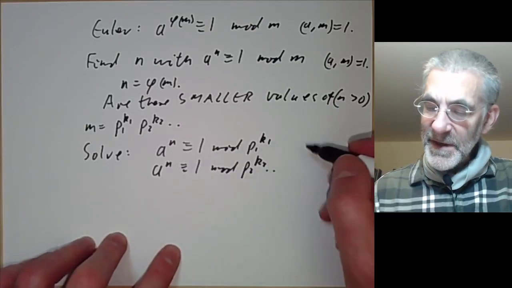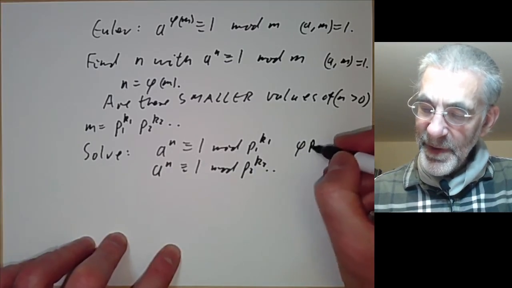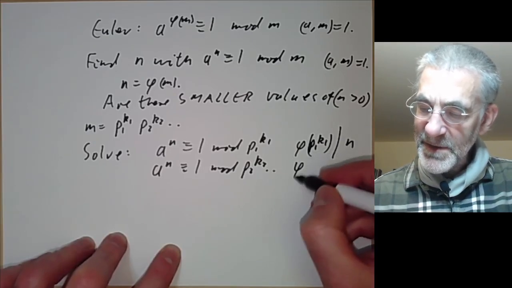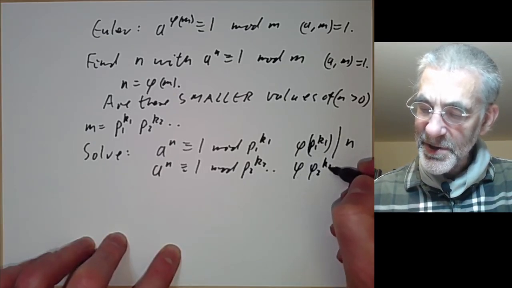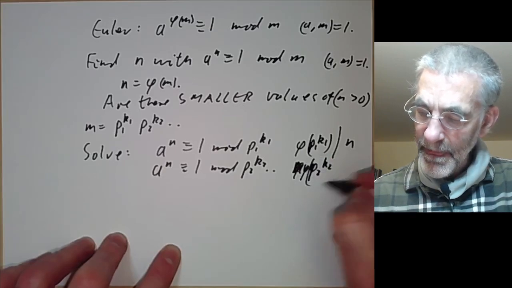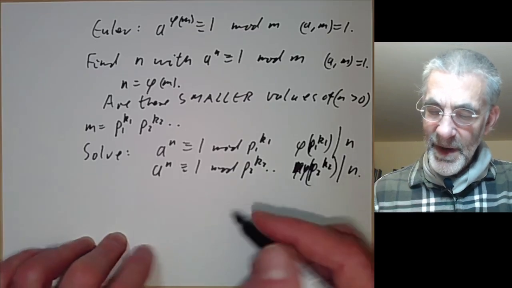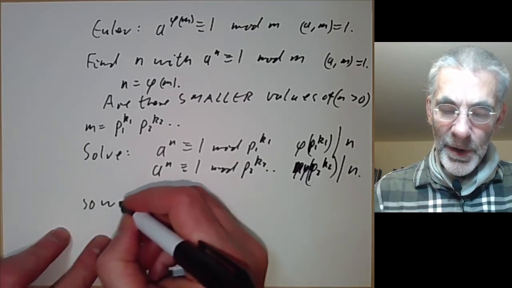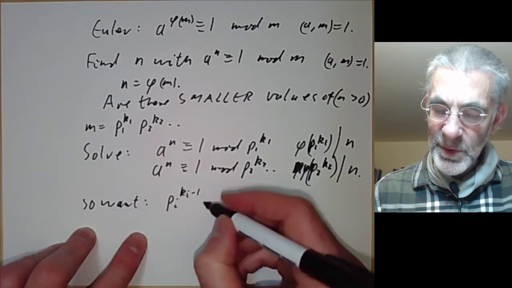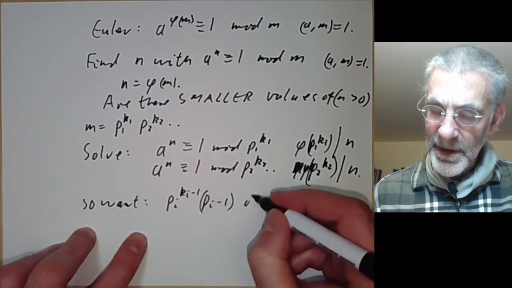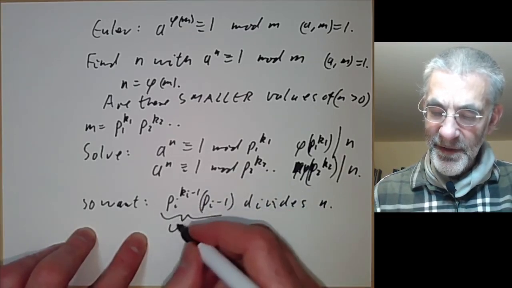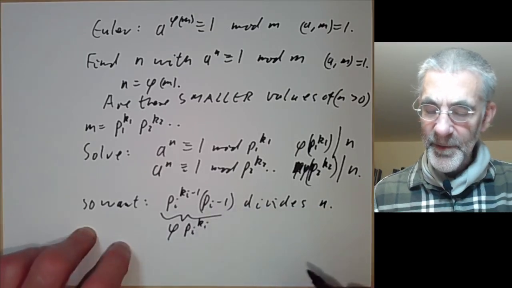Well, we can solve this provided phi of p1 to the k1 divides n, and we can solve this provided phi of p2 to the k2 divides n. So we want pi to the ki minus 1 times pi minus 1 divides n. So this is, of course, phi of pi to the ki.